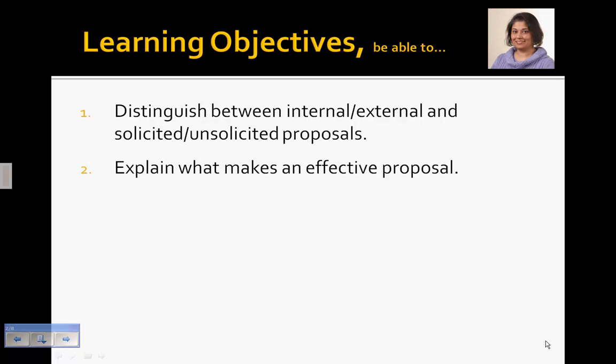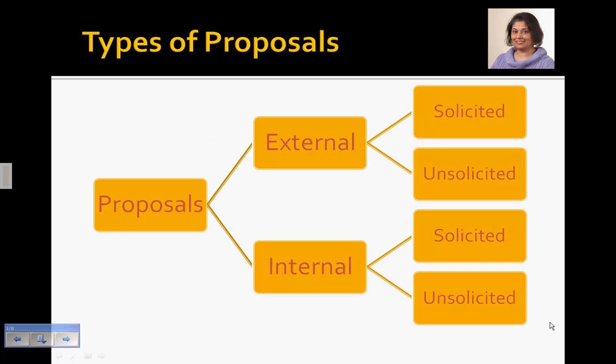Our learning objectives today are twofold. First is to distinguish between internal and external proposals, and then within those categories, those that are solicited or requested, and unsolicited, those that have not been requested. And secondly, explain what makes for an effective proposal.